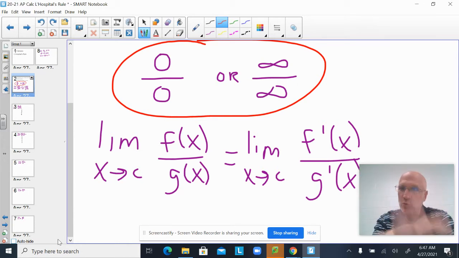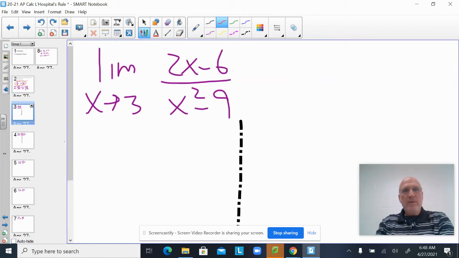Understand, this is not the quotient rule. We're not taking the derivative of a quotient. We are literally just taking the derivative of the top and the derivative of the bottom and then using direct substitution. So for the first couple examples, we actually have a couple ways to do it because we already knew how to do them, but L'Hopital's works. And then for the next few examples, we kind of have no choice but to use L'Hopital. So here's the first one.